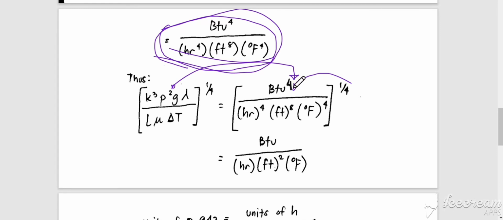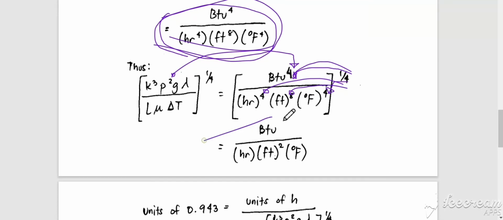We distribute 1/4 to the exponent of 4 of BTU. And then 1/4 to the 4 of hour. Then 1/4 to 8 from feet. And then 1/4 to 4 of Fahrenheit. And that gives us a result of BTU over hour feet squared degree Fahrenheit.